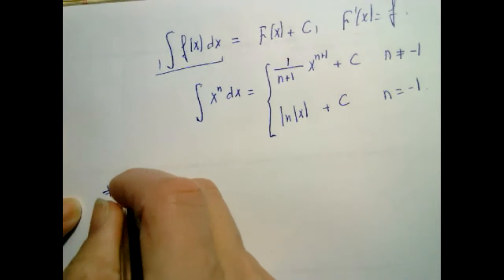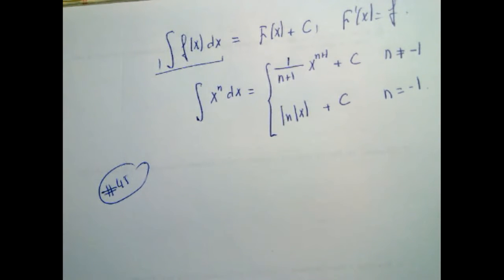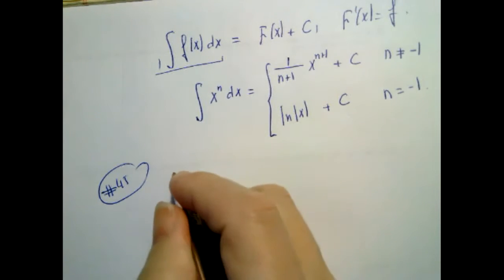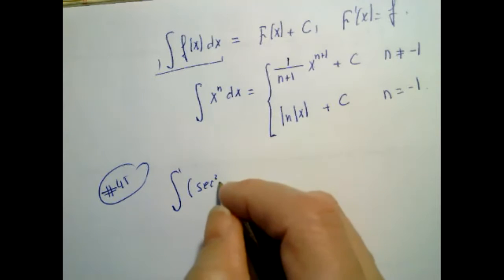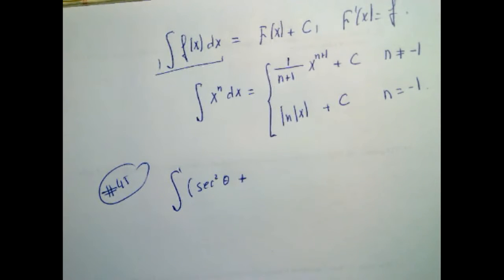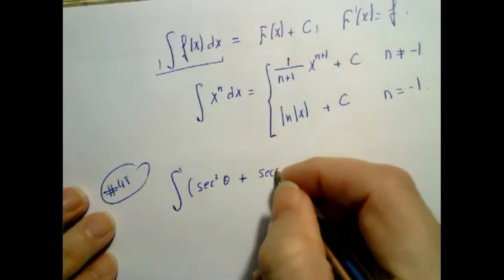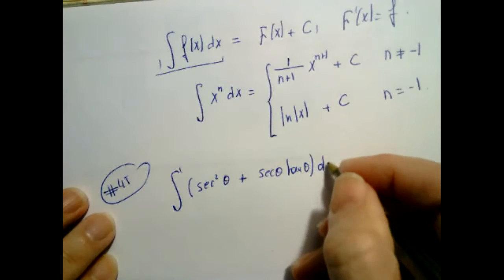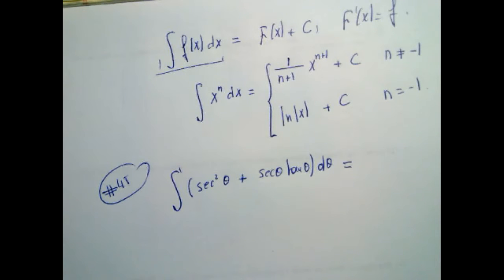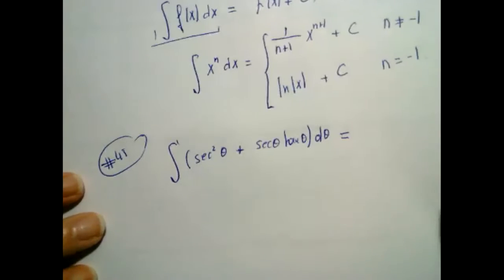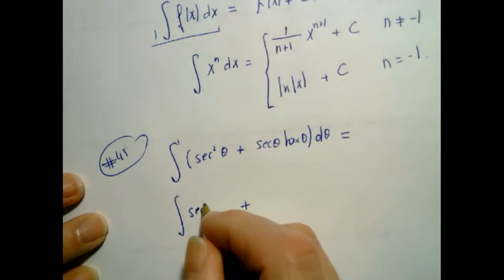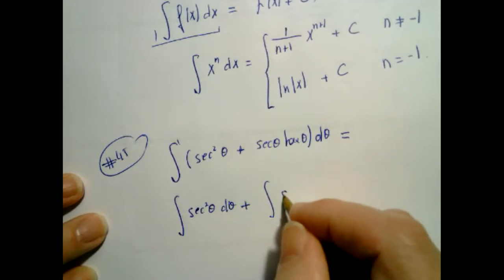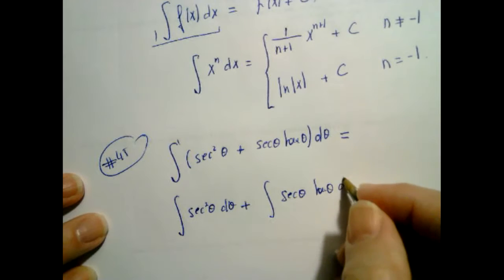So with this in mind, we're going to look at some problems. Number 45: here we have the integral of secant squared of theta plus secant theta tangent theta, d theta. On the surface it looks very scary, but it's really simple. First, we have a sum. When we have a sum, we can split the integral. So it's the antiderivative of secant squared theta plus the antiderivative of secant theta tangent theta d theta.